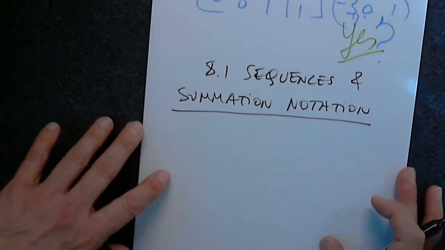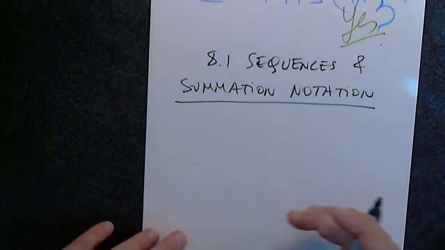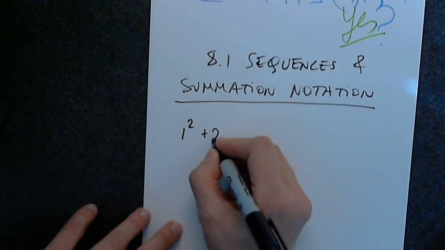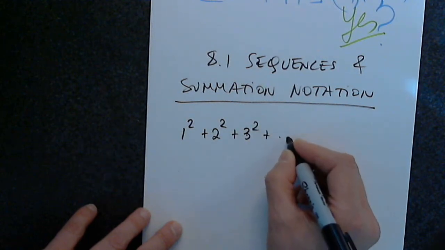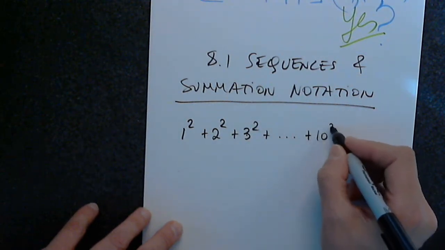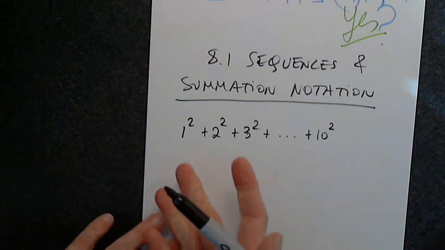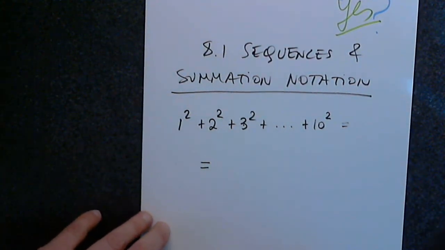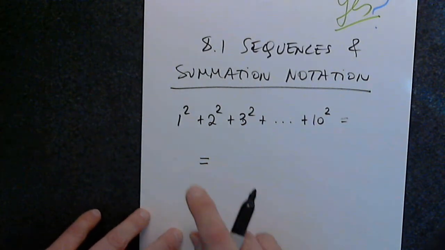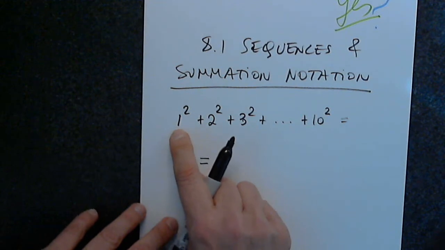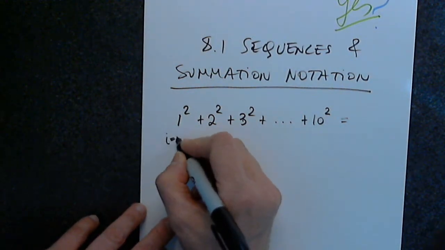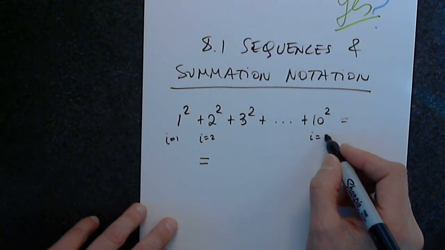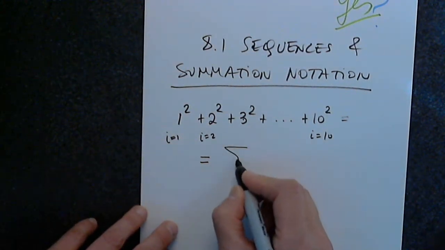Okay, what is the summation notation? So let's suppose we have 1 squared plus 2 squared plus 3 squared plus ... plus, let's say, 10 squared. This is one way of writing the sum, right? However, there is a much nicer and condensed way of writing this sum. So this is the first term of the sum, correct? When I is 1, I get this first term. When I is 2, I get this term. And then when I is 10. Exactly.